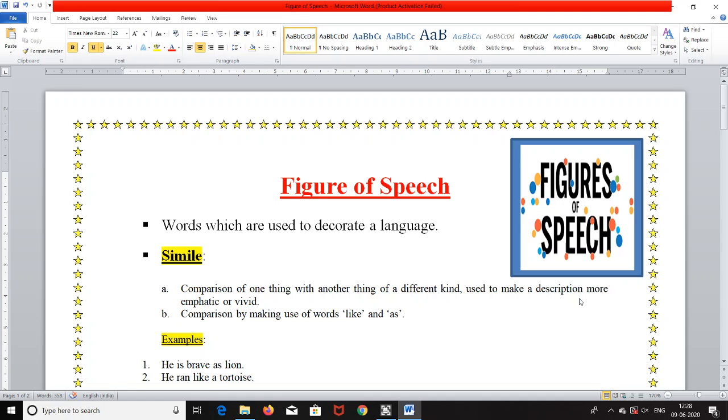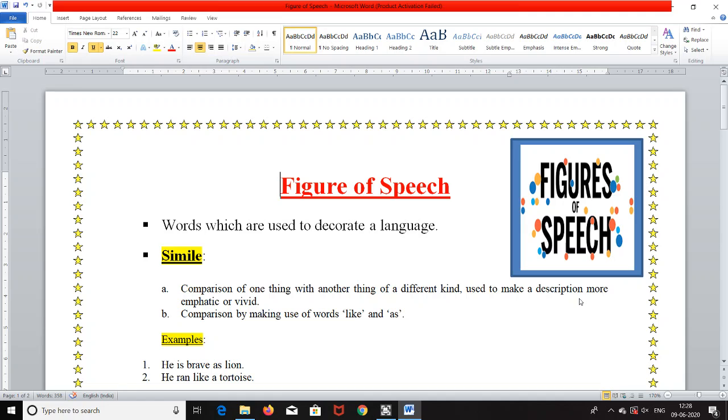Today I have come with a new topic for my literature friends, and it is figure of speech. Figure of speech basically are words which are used to decorate a language. So let's check the first figure of speech, and that is simile.